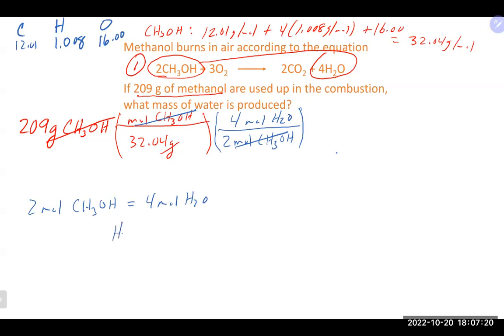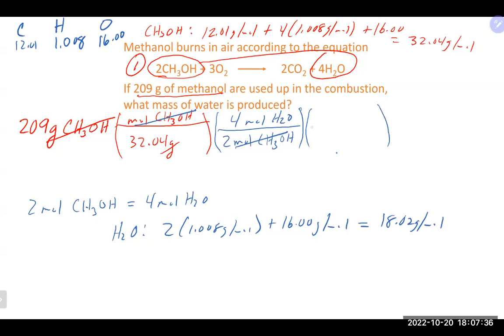So the last thing here is obviously to get the molar mass of water from the periodic table. 2 times 1 plus 16 is going to give us 18.02 grams per mole. And setting this up, in this case, we want the moles to cancel. So the moles of water will go on the bottom. The 18.02 grams will go up on top. Moles cancel. We're going to multiply across the top there, 209 times 4 times 18.02, and then divide by on the bottom, 32.04, and divide by 2. Looks like we get 235 grams of water was produced in this case.